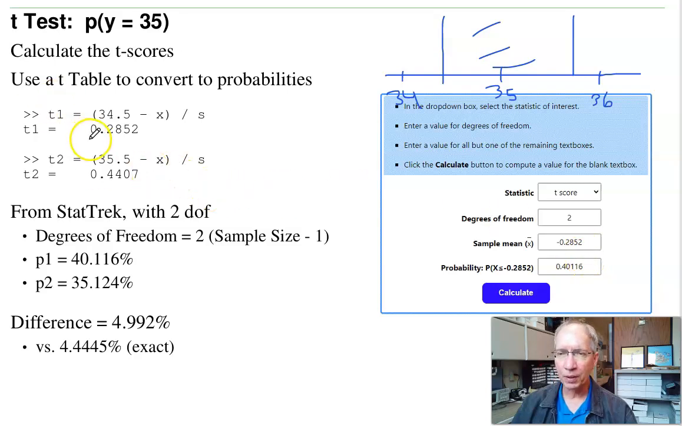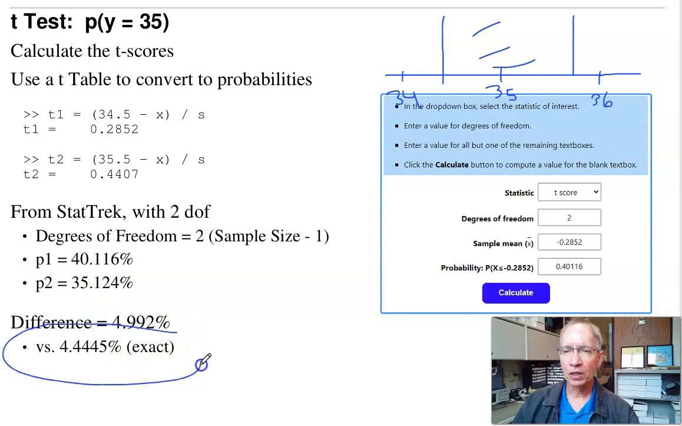Input the t-score. It'll calculate the probability. And the left endpoint, the probability is 40%. The right endpoint, area is 35%. Take the difference, 4.4%. So based upon a sample size of 3, I should get a 35, 4.4% of the time.